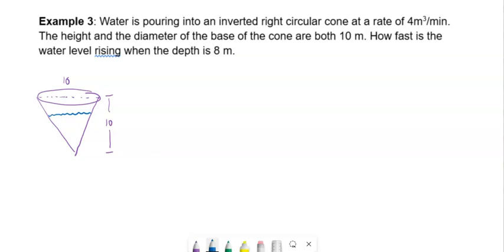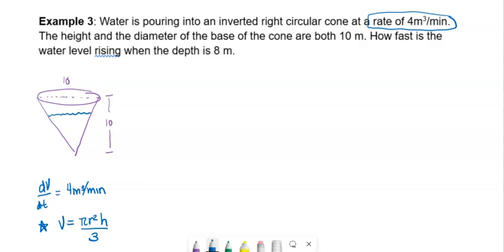So I know that I've been given a rate here, and I'm going to call that the rate that the volume is changing with respect to time. And I also know this formula, that the volume of a cone is pi r squared times height divided by 3. If you don't know these, then you just need to look them up. Okay, so the first thing I'm going to notice here is that I have too many variables.